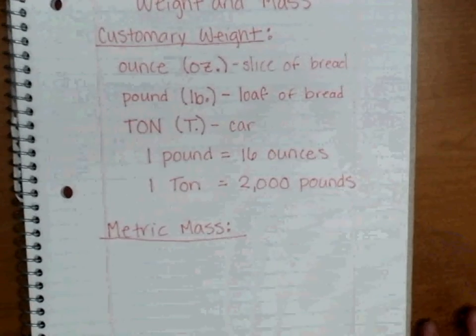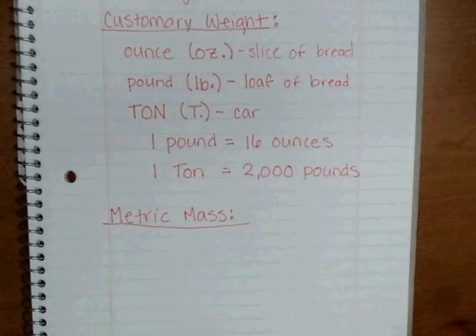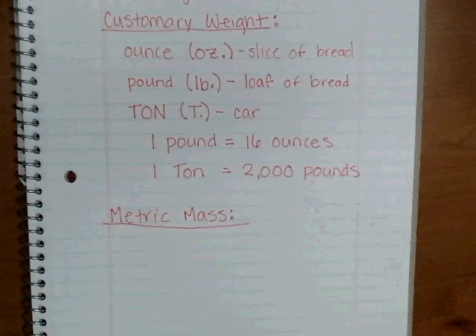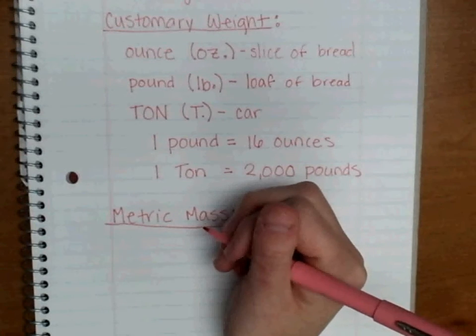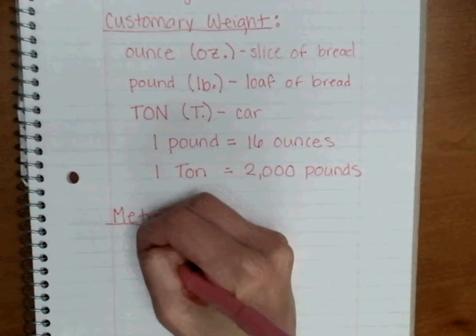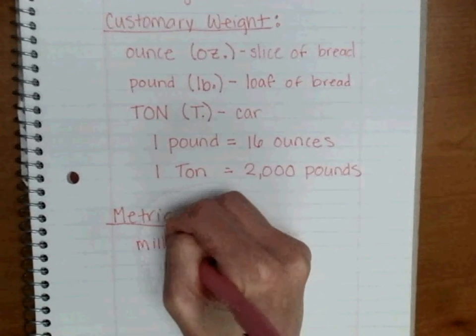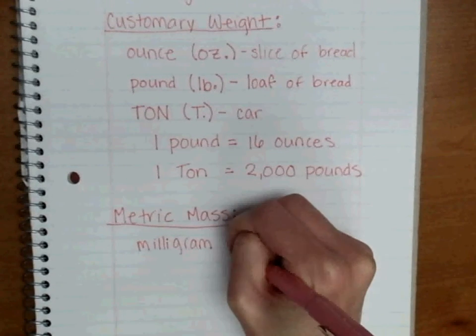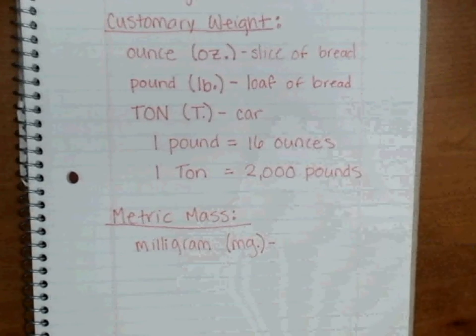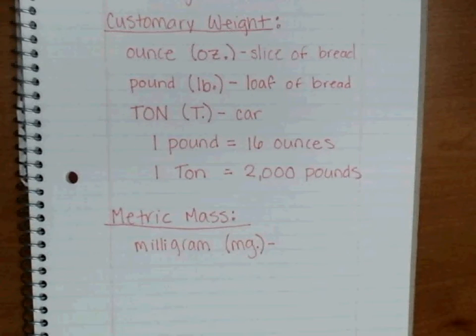And remember, oops, that was a bad underline. Remember that the metric system is by tens. So the smallest unit of mass is a milligram. And a milligram is teeny tiny. And I have a hard time visualizing or thinking about what would equal a milligram because it's so small.